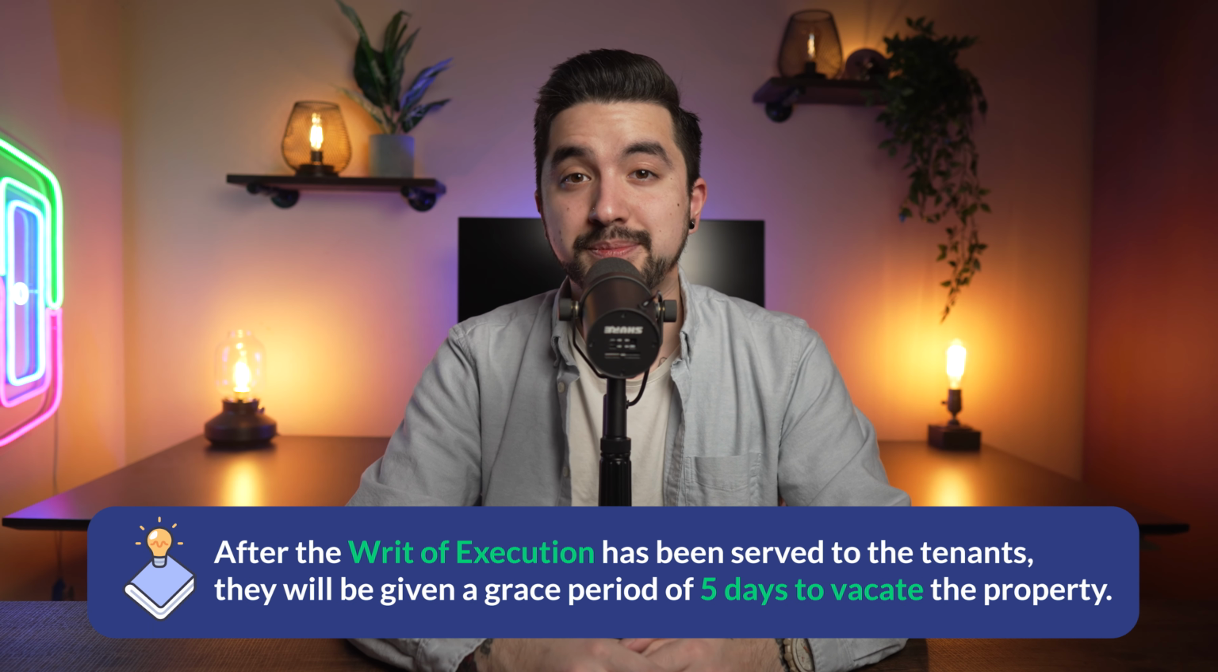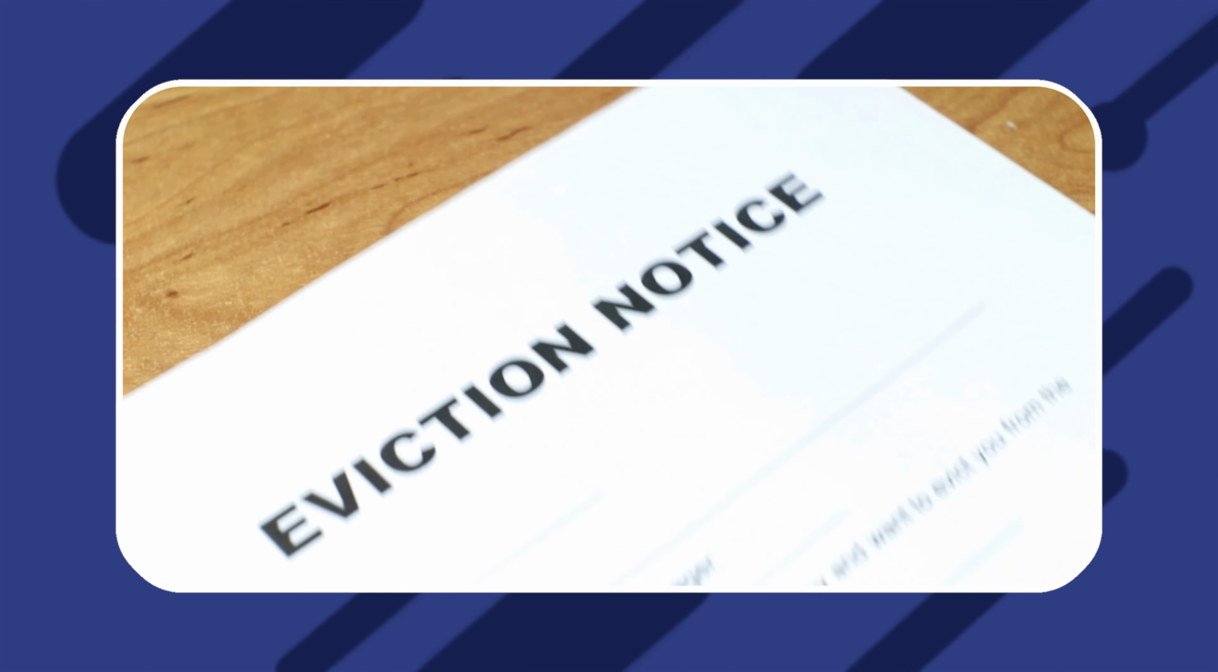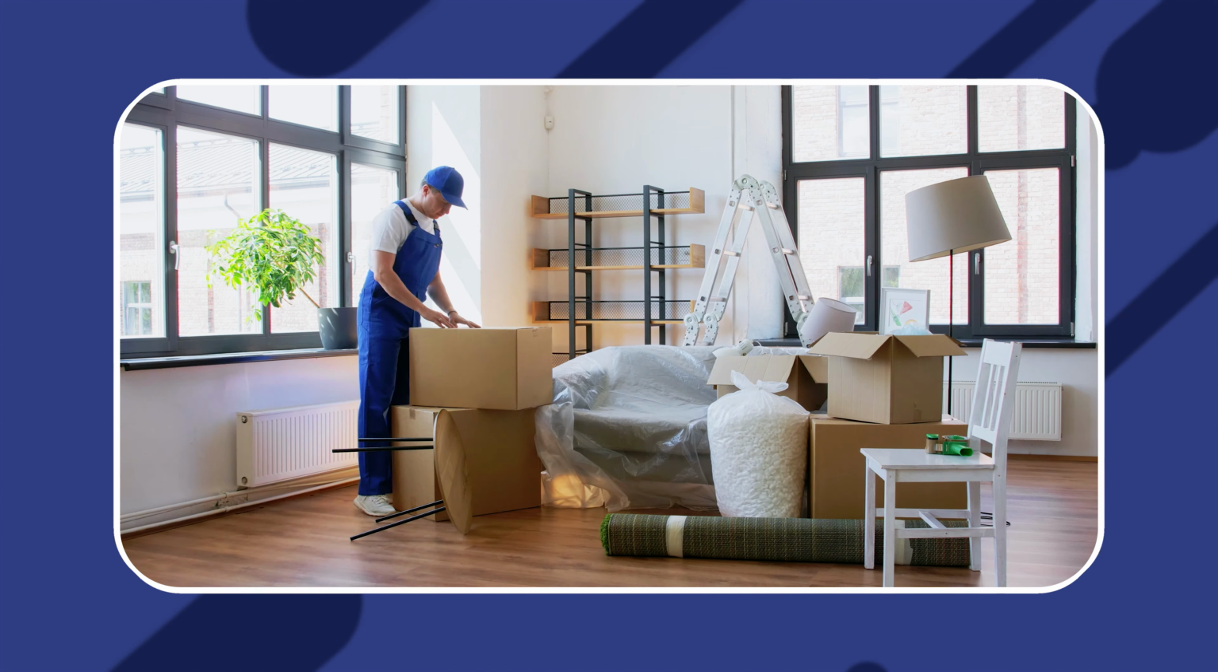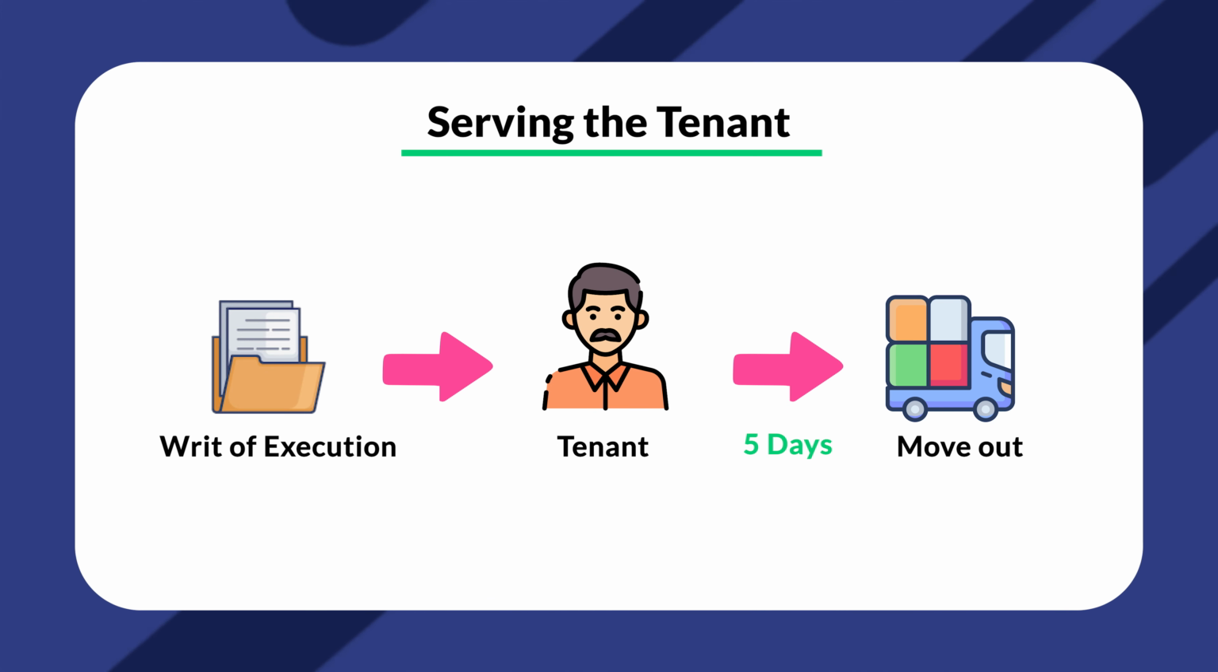After the writ of execution has been served to the tenants, they will be given a grace period of 5 days to vacate the property. The sheriff will execute the eviction and forcibly remove them if they remain in the property after the grace period that has been given to them. So at this point in the timeline, tenants have 5 days to move out after they receive the writ of execution.